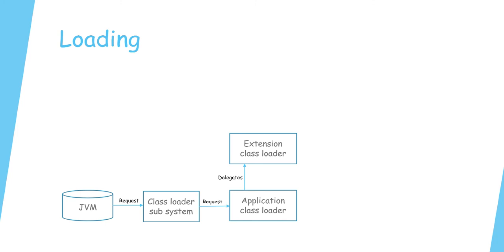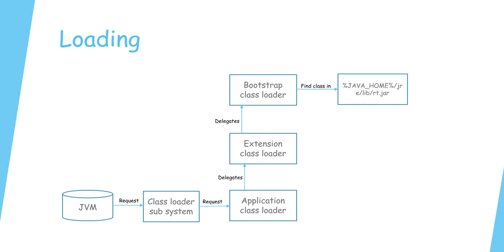Now the extension class loader will delegate the request to bootstrap class loader. Now the bootstrap class loader will search for the requested class in the bootstrap class path. The bootstrap class path is java home jre lib. So the Bootstrap class loader is responsible for loading your standard JDK classes from rt.jar. It contains all your core Java classes. Basically, this is a reason you don't have to import any jar to use string or list or any core Java classes in your application. If the class is found in the Bootstrap class path, then the class will get loaded. Otherwise, the request will get delegated to your extension class loader.